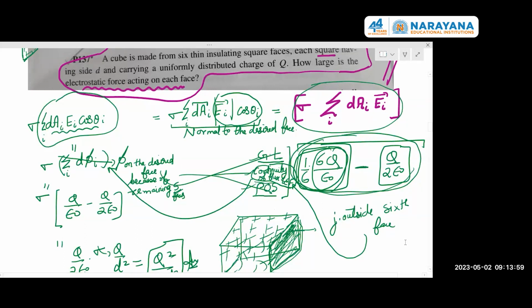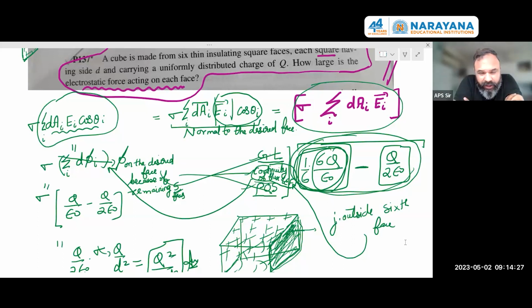Alternatively, can I say that if I ignore the edge effects and think that all the sides which are touching the side which we are interested in, they will produce an E which is parallel. So the flux through them should be zero. The only side which is producing flux which is passing through the current side should be the one which is opposite to it. And that will produce a flux which is q by 2 epsilon naught.